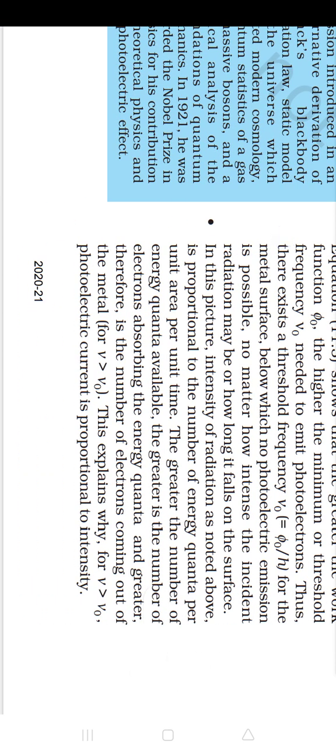In this picture, intensity of radiation, as noted above, is proportional to the number of energy quanta per unit area per unit time. The greater the number of energy quanta available, the greater is the number of electrons absorbing the energy quanta, and greater therefore is the number of electrons coming out of the metal for ν greater than ν0. This explains why, for ν greater than ν0, photoelectric current is proportional to intensity.